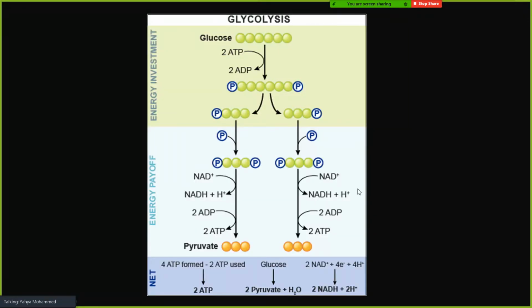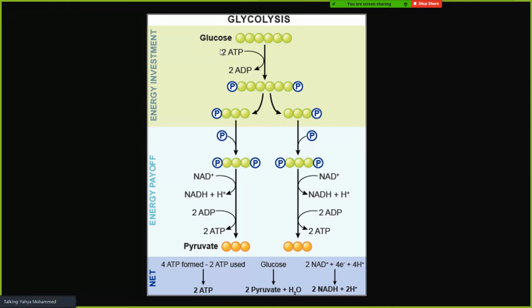Now this is another view showing the same kind of thing. I'm just putting different pictures because the more you look at different kinds of pictures, the more you understand it. So this is showing the same thing. In the beginning, we had the 6 carbons. Then we consume 2 ATPs. Those 2 ATPs come from the sun? No, they just come from being produced somewhere else. I guess you can say eventually they came from the sun.